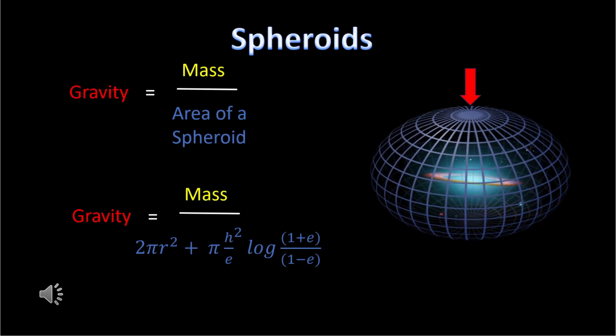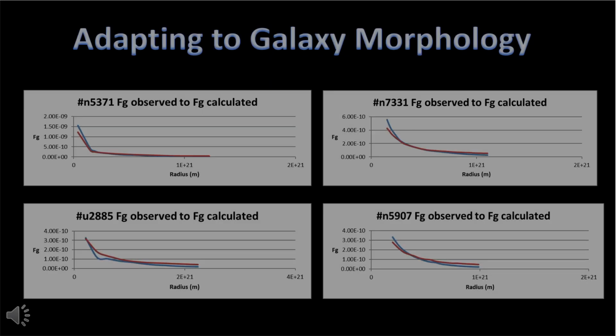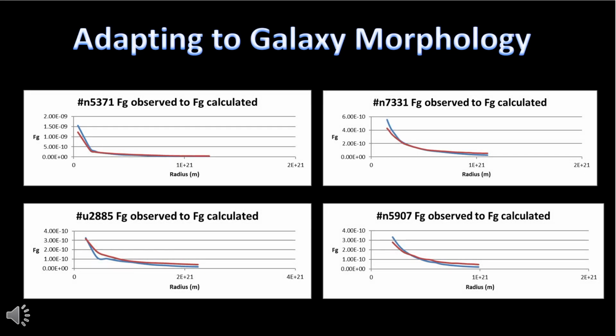If we say that the surface area of space consumed by a galaxy is in the shape of a spheroid, then we can alter our equation accordingly. Now we look at our 4 non-barred spiral galaxies. We can see that by using the surface area of a spheroid, we can far more accurately predict the calculated force of gravity closer to the observed force of gravity.